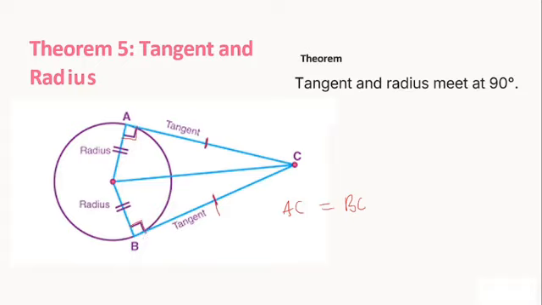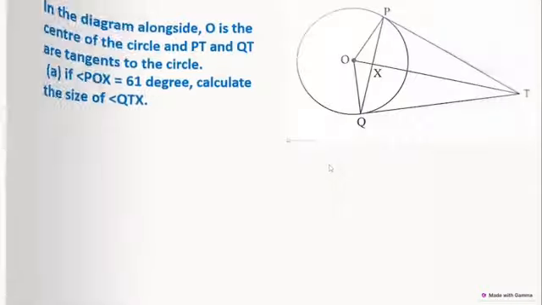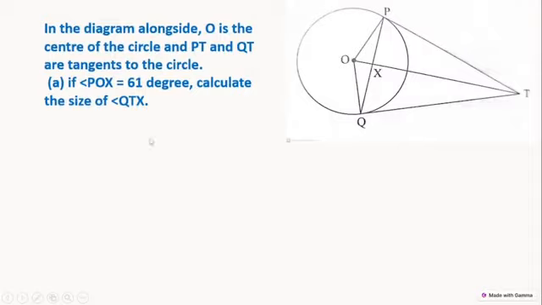I hope this is clear, because here we have a radius, and again here we have a radius. This is very, very important for you to understand. So this property, take it into consideration. It's very important. Let's look at an example.